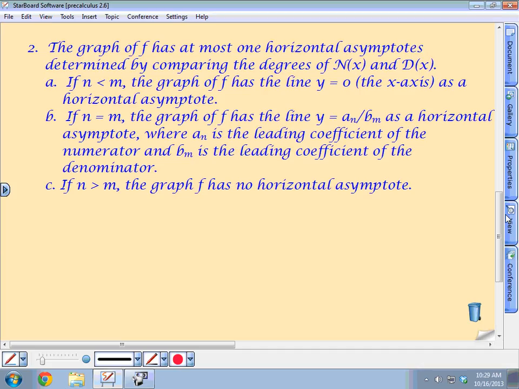If the degrees are the same in the denominator and the numerator, then you will also have a horizontal asymptote. And that asymptote is going to be the ratio of the leading coefficient of the numerator over the leading coefficient of the denominator. At that line, you'll have a horizontal asymptote. If the numerator is a larger degree than the denominator, so if you have a higher degree in the numerator, then you won't have any horizontal asymptote at all.